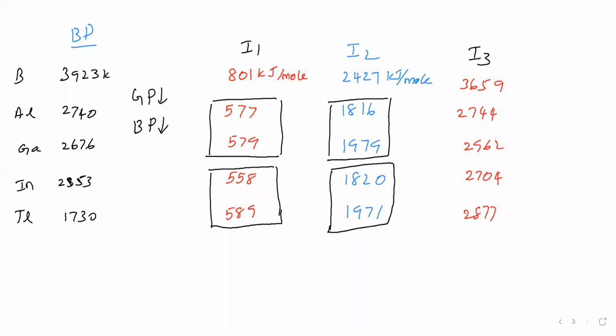Down the group, is there any exceptional behavior that we see? Aluminum to gallium increases, because in gallium 3d10 shows poor screening effect. Indium to thallium increases, because in thallium 4f14 shows very poor screening effect. This is about ionization enthalpy in these elements.